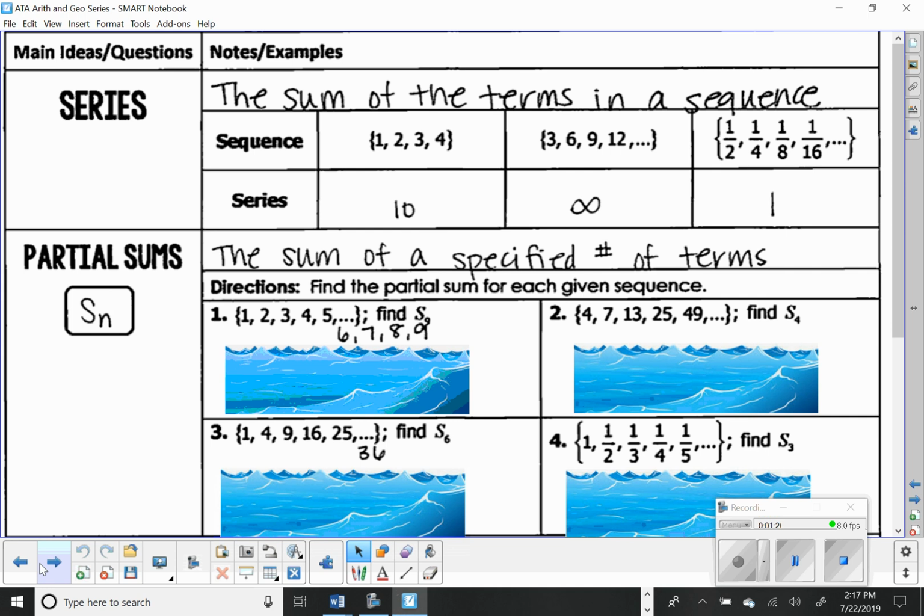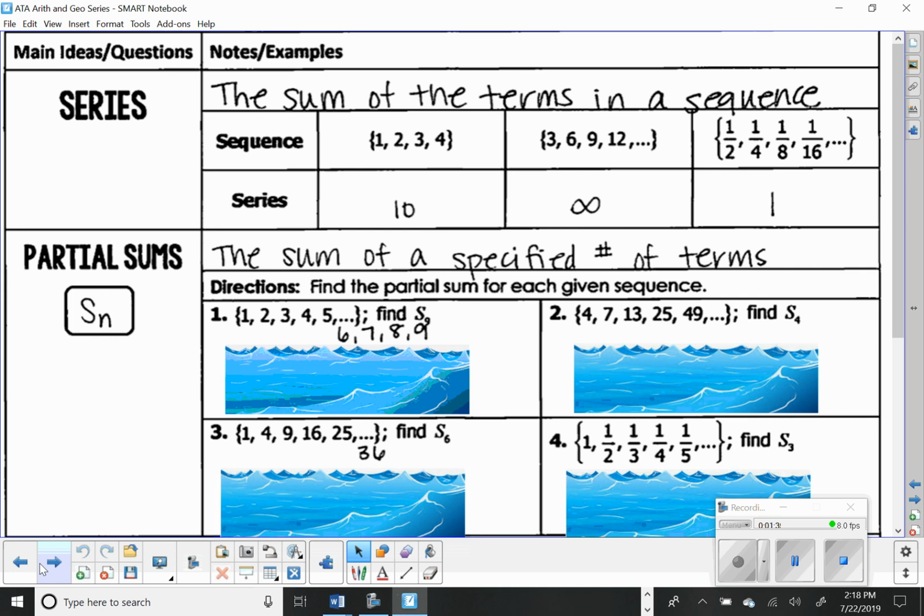3, 6, 9, 12, dot, dot, dot. Dot, dot, dot means it keeps on going for infinity. Well, if my numbers keep getting bigger, every number is 3 more than the previous number, and it goes on forever, then I get infinity. Now the next one's kind of interesting.